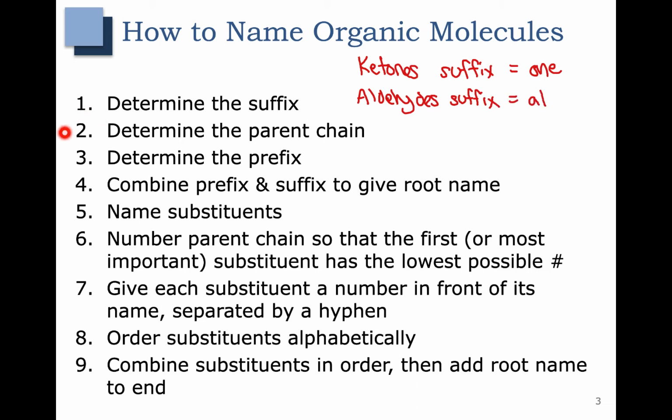Again, when we determine the parent chain, it must include the ketone or aldehyde. We also need to number the parent chain so that the first or most important substituent has the lowest possible number. Because aldehydes are at the end, by definition, they will always get a number 1, and so you don't actually have to include the number for the aldehyde, and we'll get into that a little bit later.